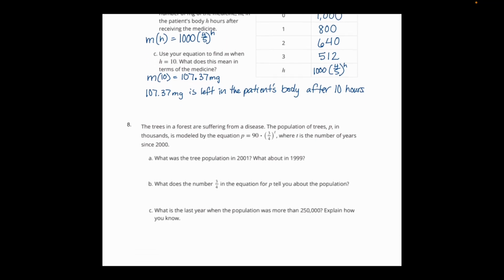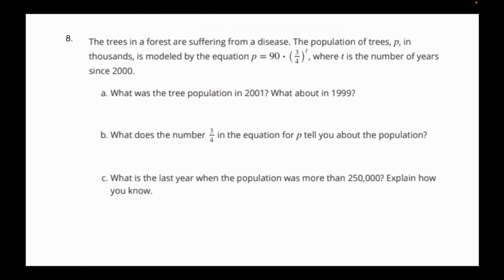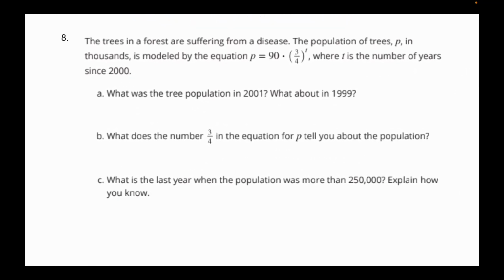Okay, that's question 7. Now let's look at question 8. We have trees in a forest and they're suffering from a disease. Oh no. The population of trees, P, in thousands, is modeled by the equation P equals 90 times 3/4 to the power of T, where T is the number of years since 2000. So they want us to find the tree population in 2001 and then in 1999.